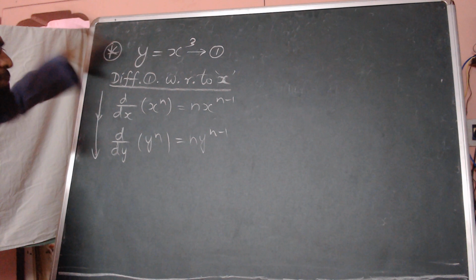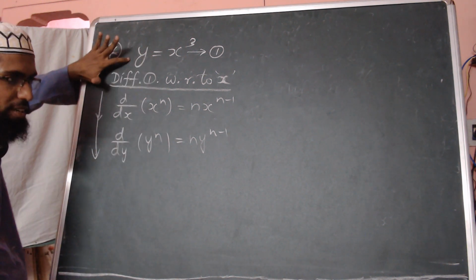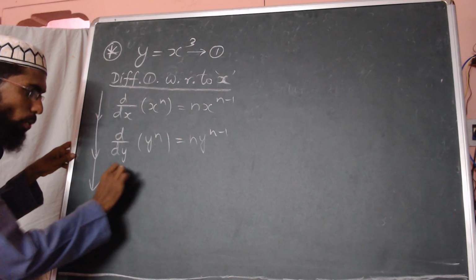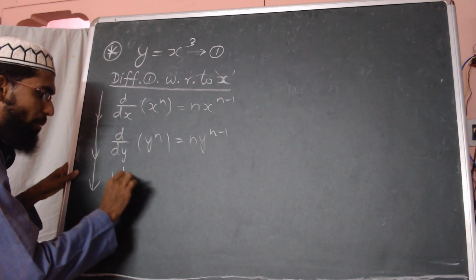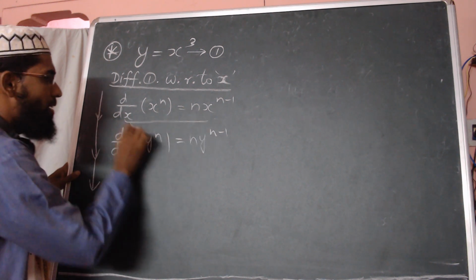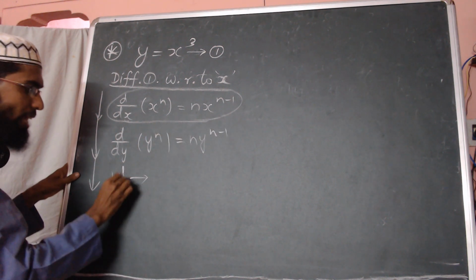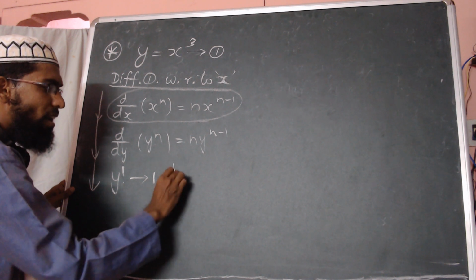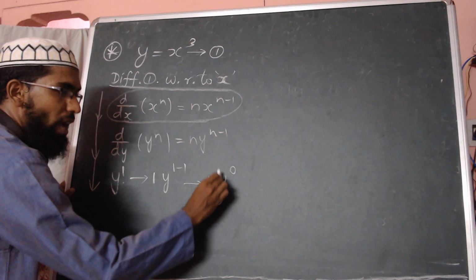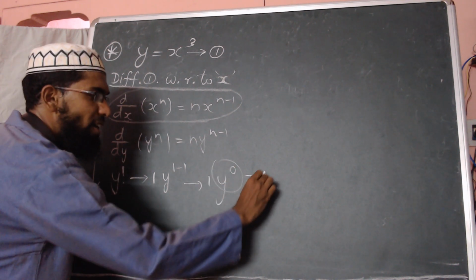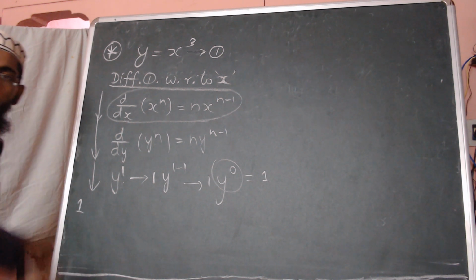Now let me differentiate this equation. Let me start with the left hand side. I have y here. y is nothing but y power 1. We will not usually write that 1, but we have that 1 over there. According to this formula, the derivative of y power 1 is 1 into y power 1 minus 1. So 1 into y power 0, and anything power 0 is nothing but 1. So my derivative of y is nothing but 1.